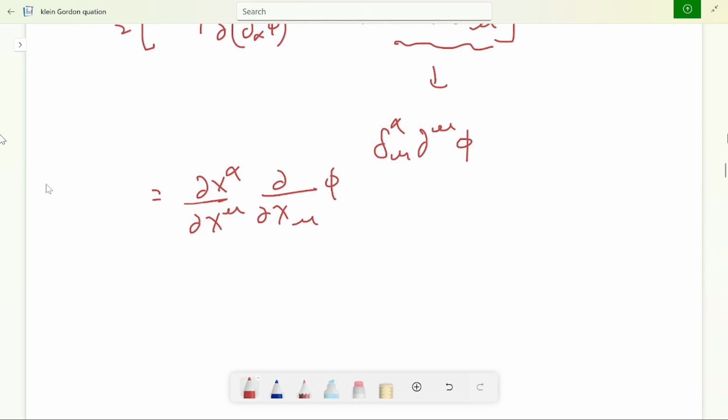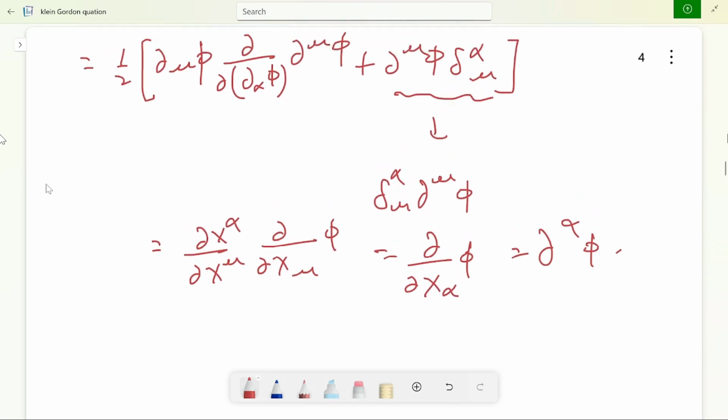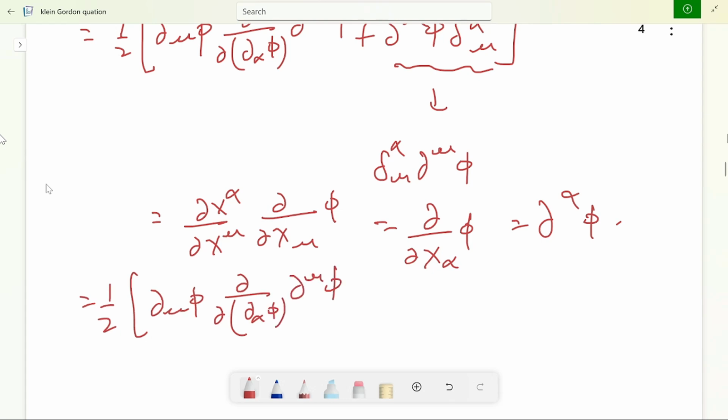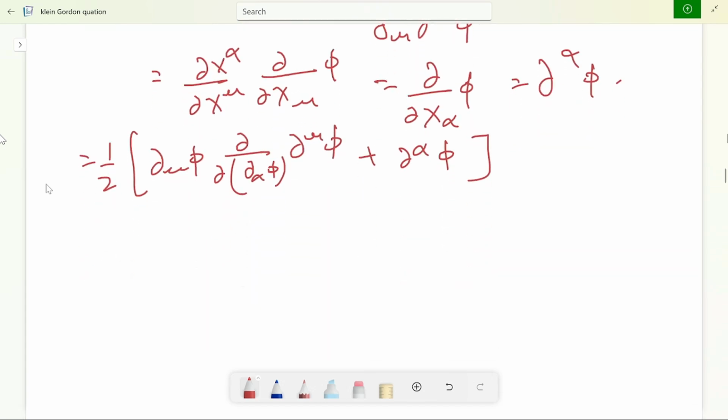So we have to change the index. It is only going to be 1 if alpha is equal to mu. So we have to change all the mu's to alpha. This is just going to be d by dx alpha of phi, which is d alpha phi, with alpha as the contravariant index. So the equation is simplified a bit further. It can be written as half d mu phi with the derivative d of d alpha phi d mu phi, plus just this term, right? The equation got simplified further.